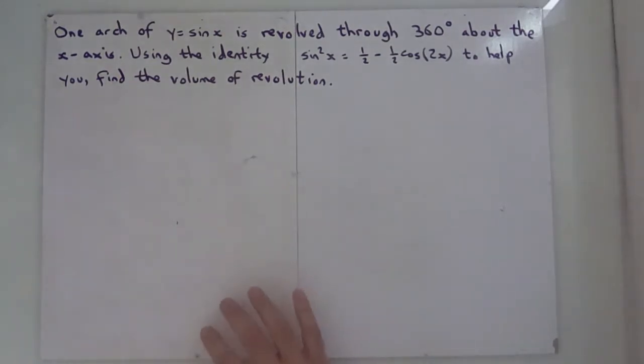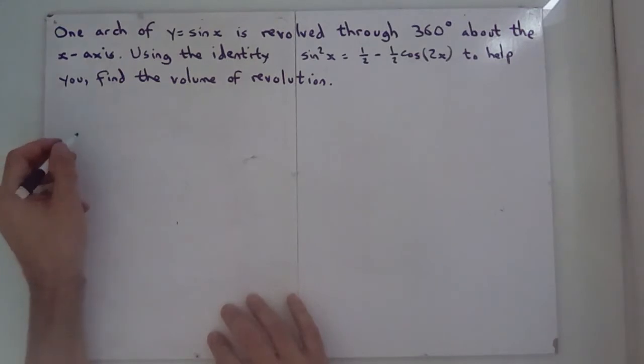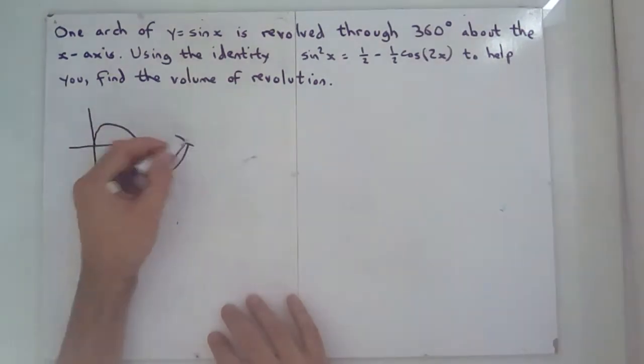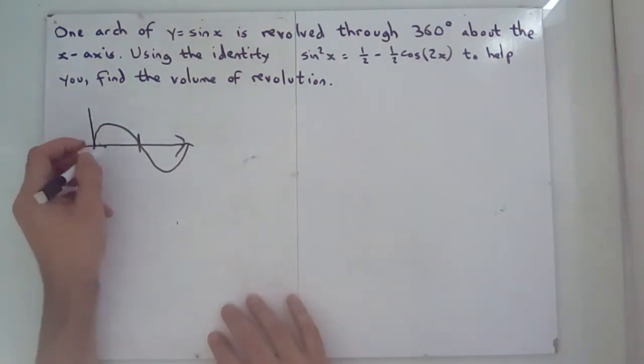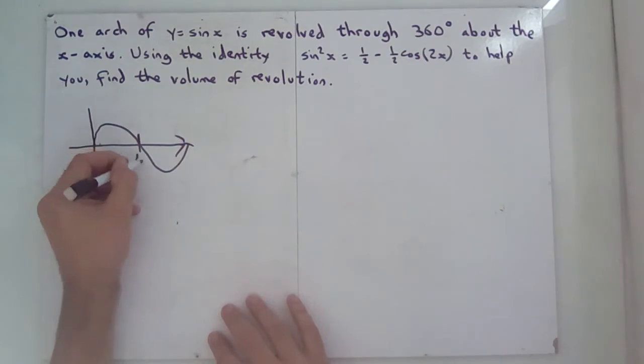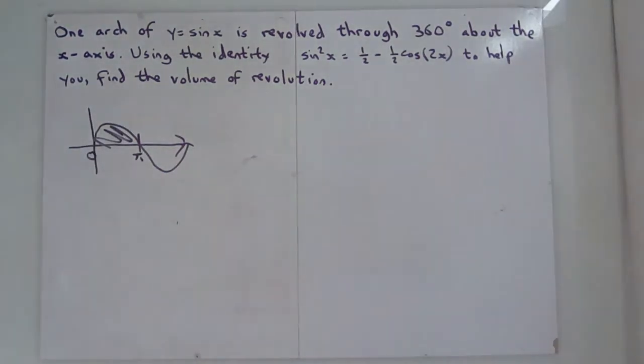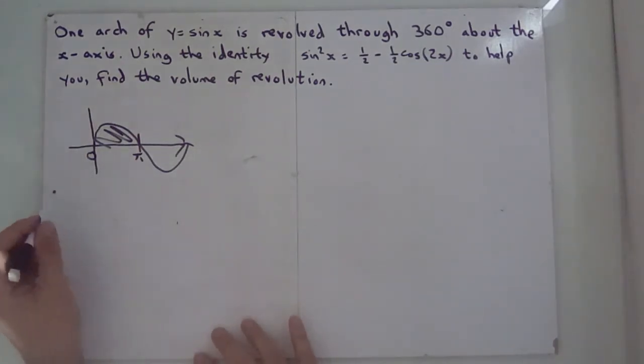So let's just think about this one arch of sine. Remember, sine x, it kind of looks like that. And one arch goes from 0 to pi. So that's what we're going to do. And we're going to revolve that around the axis, and it's going to give us some sort of interesting 3D shape there. It'll sort of be like a vase or something like that.